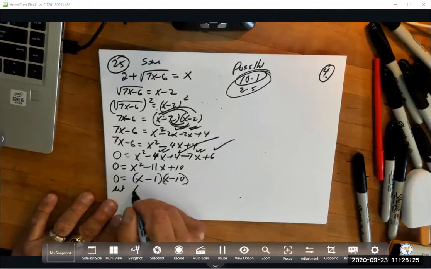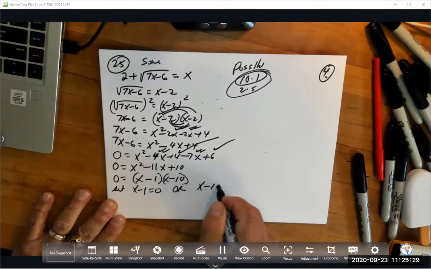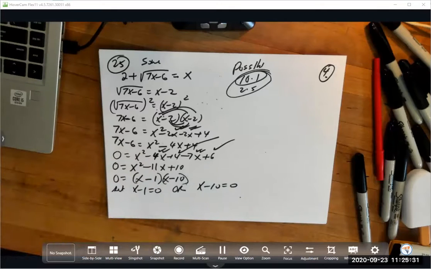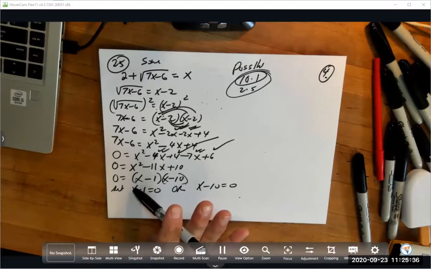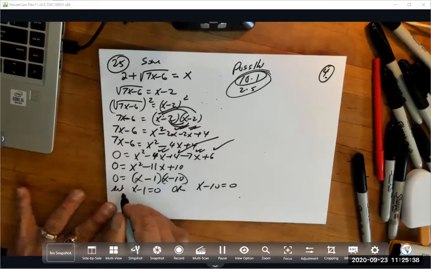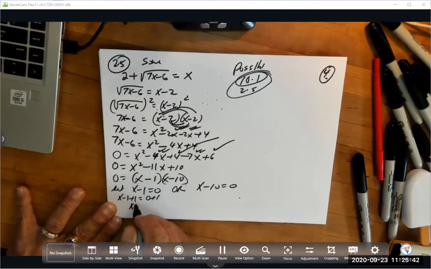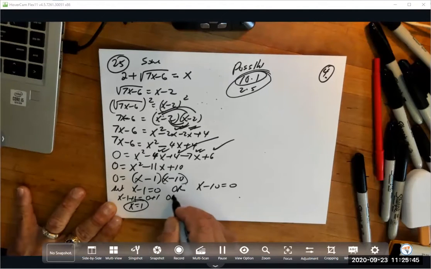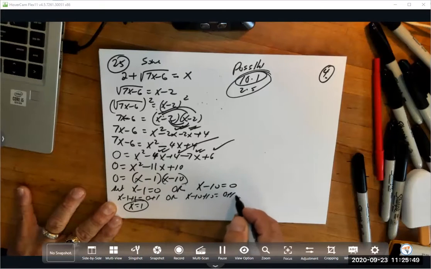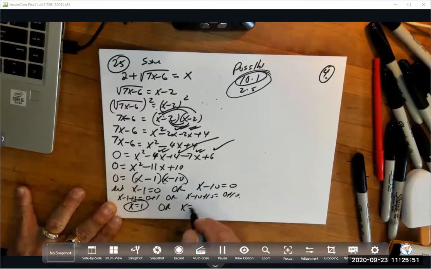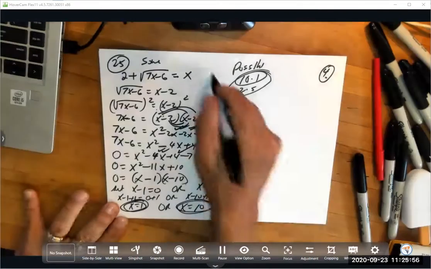Now, once I do that, I know that's ready. Let's do it. So that one, x minus 10 equals 0, and that one, x minus 1 equals 0. How do I do this one? Plus 1. So it's x equals 1. Or over here, x minus 10 plus a 10, and 0 plus a 10. It looks like x equals 10. So 1 and 10. Those are the answers.